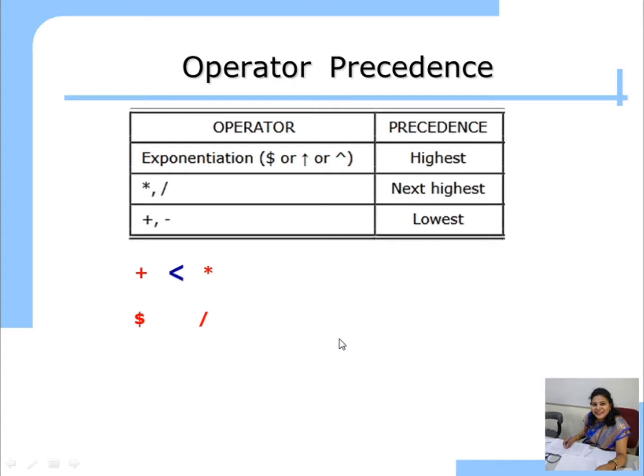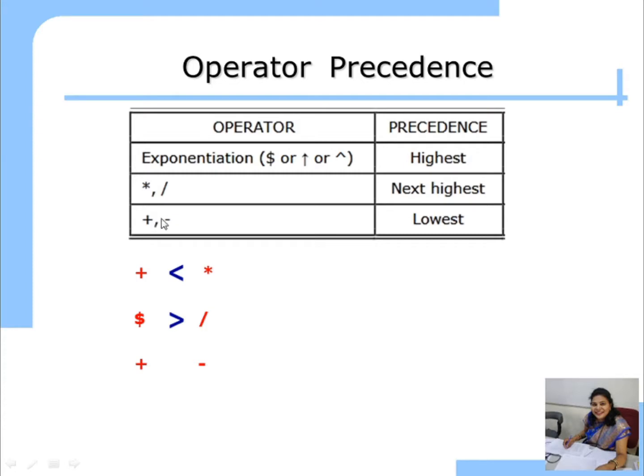Next again, dollar and division sign. Which one is greater? Which sign will be here? Greater than, less than or equal? Dollar is greater than division. See, dollar is at the highest. Below the dollar there is a slash. So dollar is greater than slash. Slash means division sign.